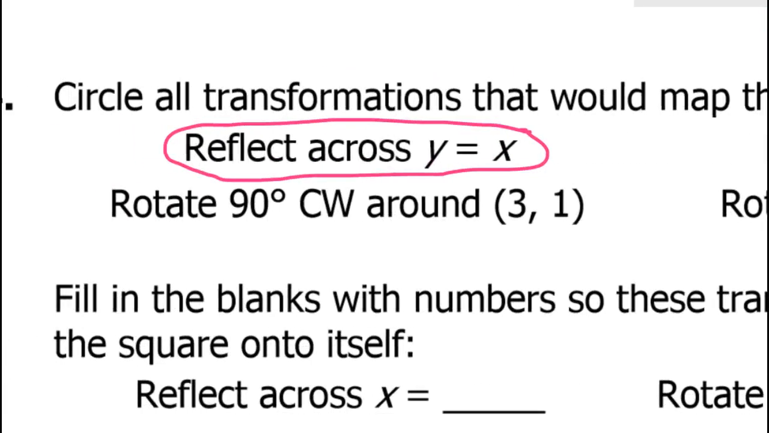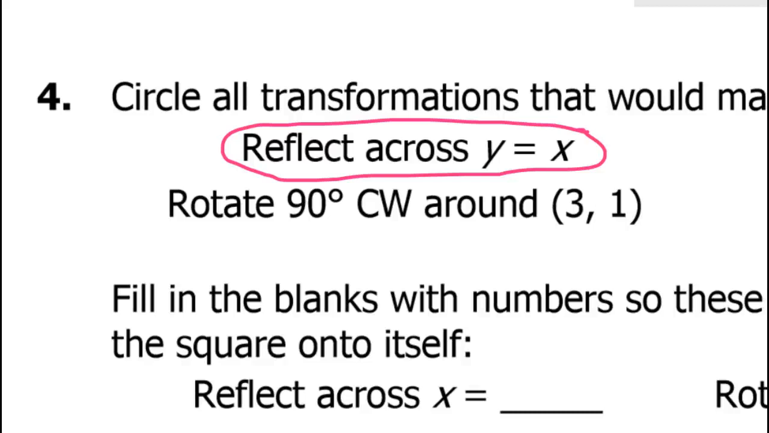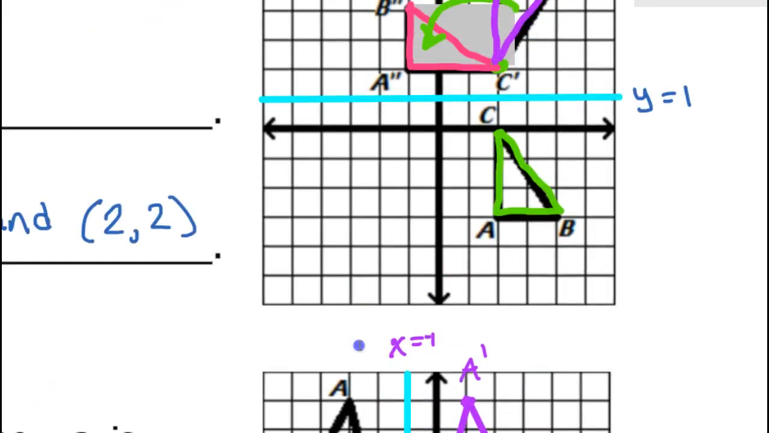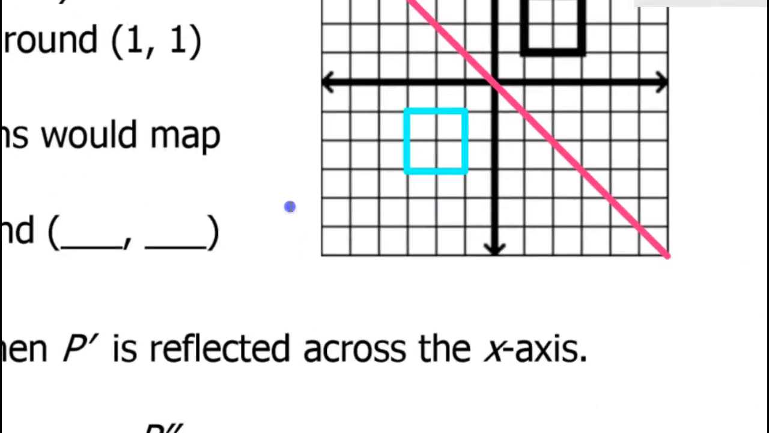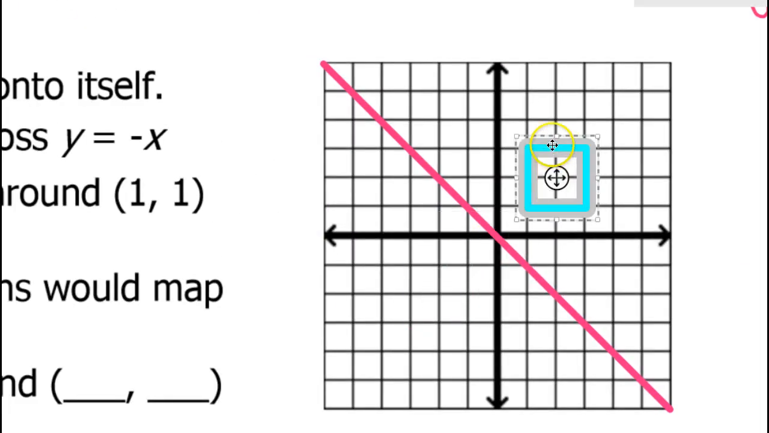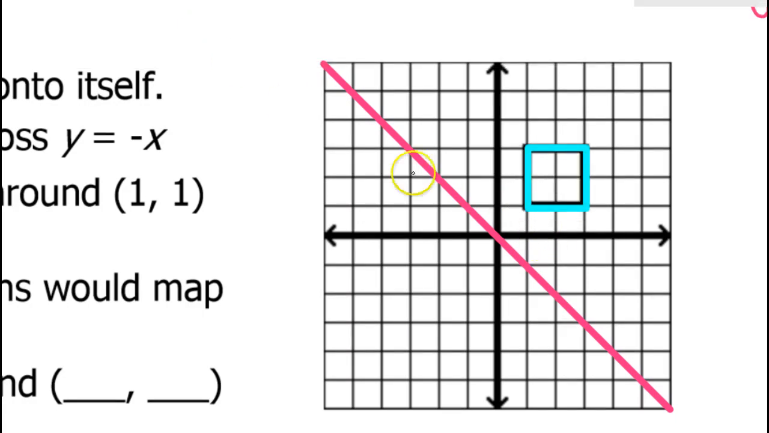Now, how about a 90-degree clockwise rotation around the point 3, 1? Okay, let's see. The screen's jumping around on me. So here's the original image again. The point 3, 1 would be right here.